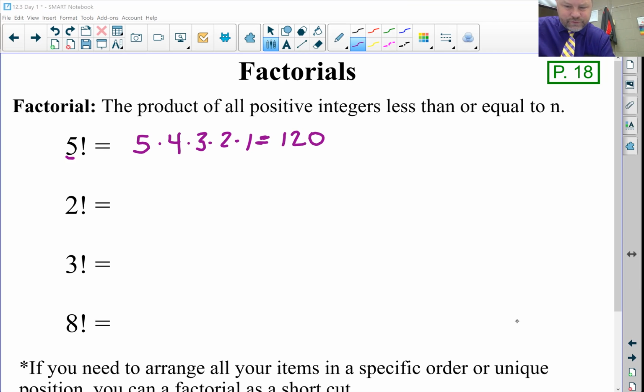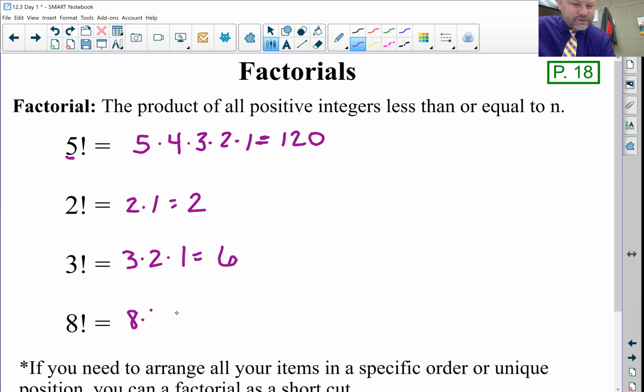So 2 factorial would be 2 times 1, just 2. 3 factorial, 3 times 2 times 1, or 6. And 8 factorial, this gets kind of tedious to write out. This is why we use the factorial, then we don't have to write all of those multiplications out.